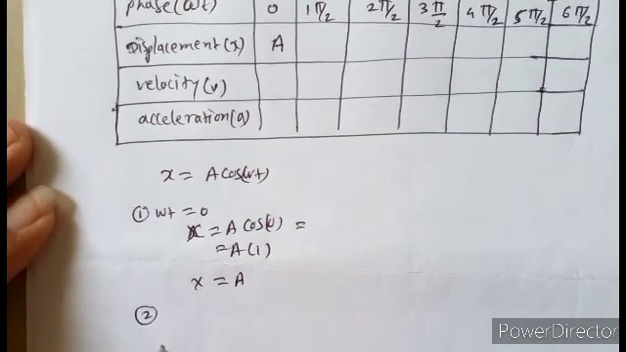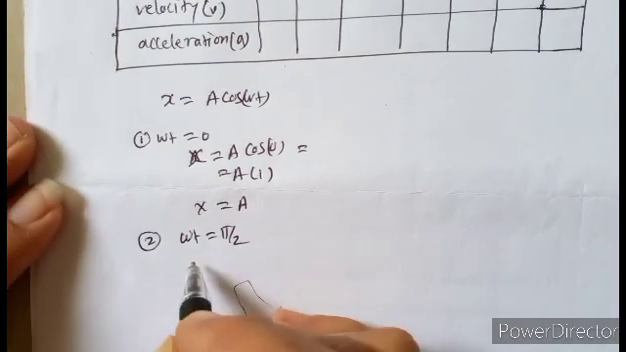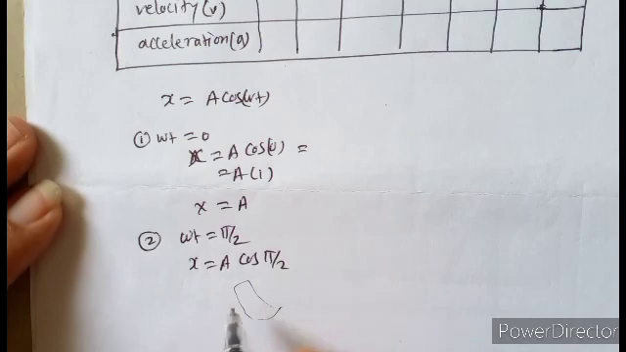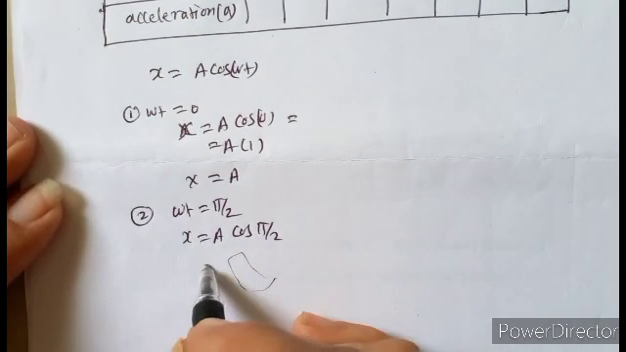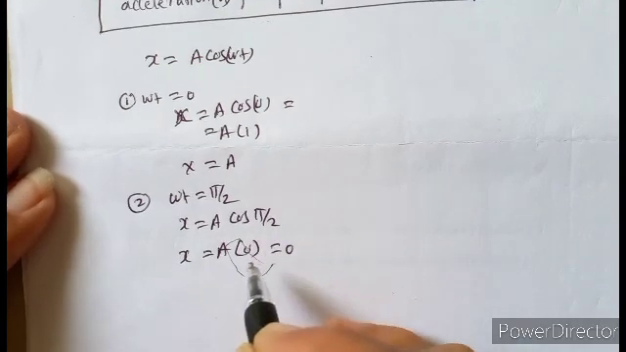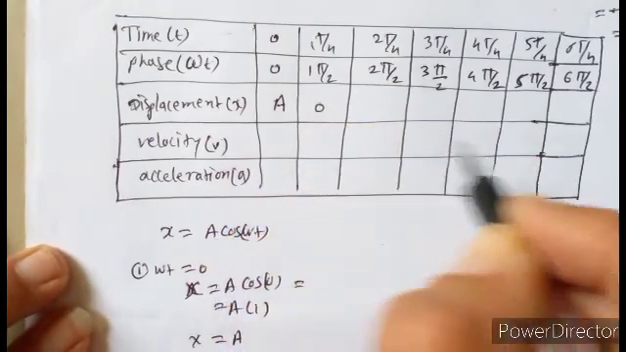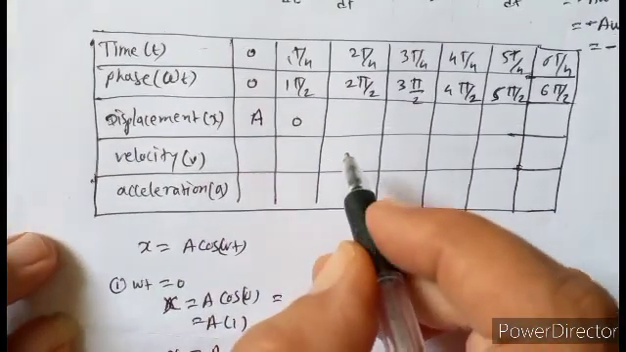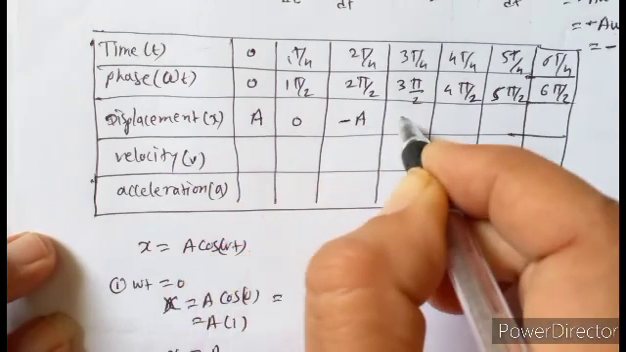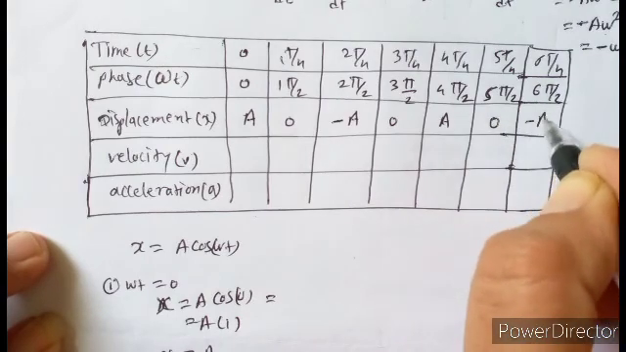Second value, when omega t is equal to pi by 2, x is equal to a cos of pi by 2. But cos pi by 2 is 0. So x is equal to a into 0, which is equal to 0. So the second value we get as 0. The other values we write as per the previous table. Here it is a, 0, now minus a, then again 0, then again plus a, 0, minus a.